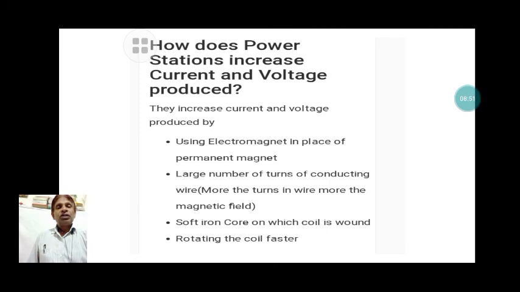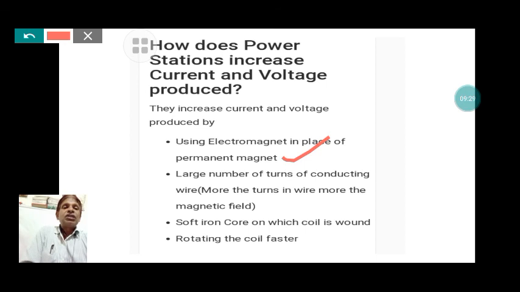Now one point should be discussed in this video: how can we increase the current or EMF produced by the electric generator. There are four points to keep in mind. First, increase the current and voltage produced by the generator by using an electromagnet in place of a permanent magnet. For increasing the amount of current, we use an electromagnet instead of a permanent magnet.